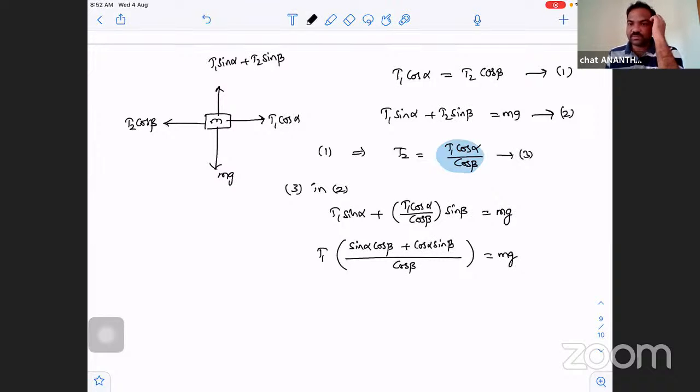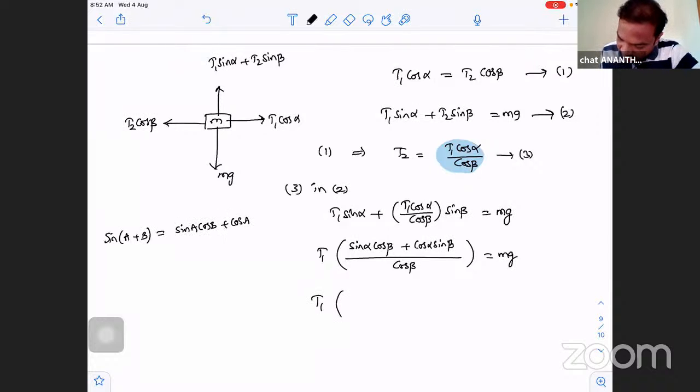Just solve it yourself, then you can understand. Then T1 is multiplied with sin alpha cos beta plus cos alpha sin beta. So are you getting any idea? Sin of A plus B. What is the sin A plus B formula? Sin A cos B plus cos A sin B. This is the formula for sin of A plus B.